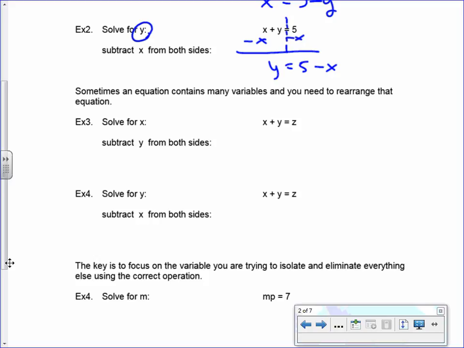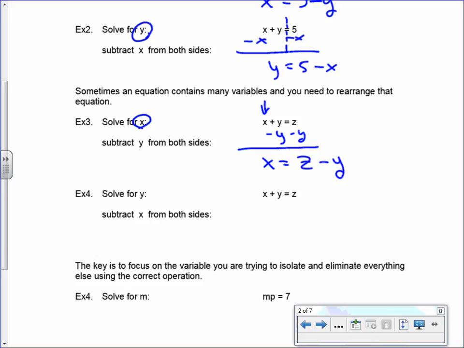Focus on what you're trying to get to. What am I solving for? X. Solving for X. What do I need to get rid of? Positive Y. So how do I get rid of plus Y? Subtract Y. I like to make my Z's with that little crossbar through them because my handwriting's bad and my Z's look like a C. Right? That's it.